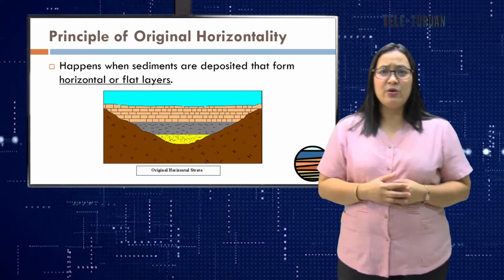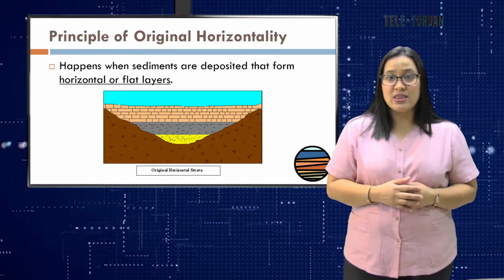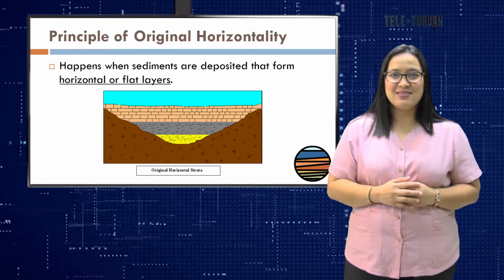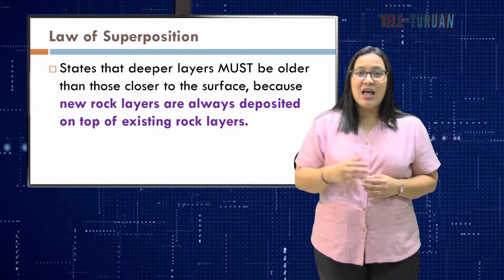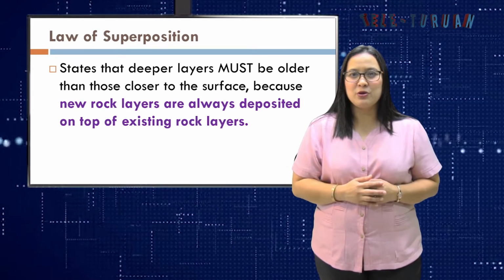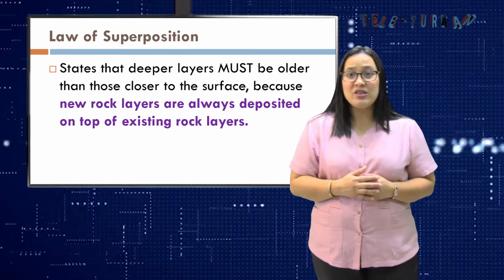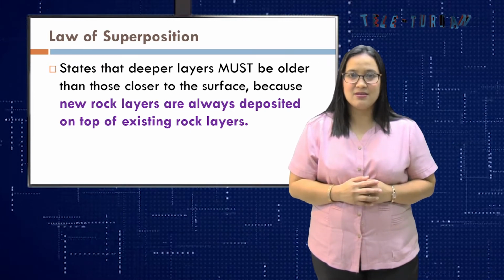Principle of original horizontality happens when sediments are deposited that form horizontal or flat layers. Law of superposition states that the deeper layer must be older than those closer to the surface because new rock layers are always deposited on top of existing rock layers.